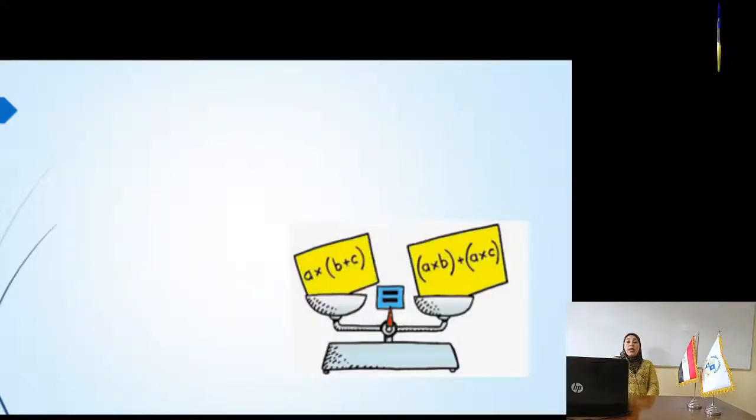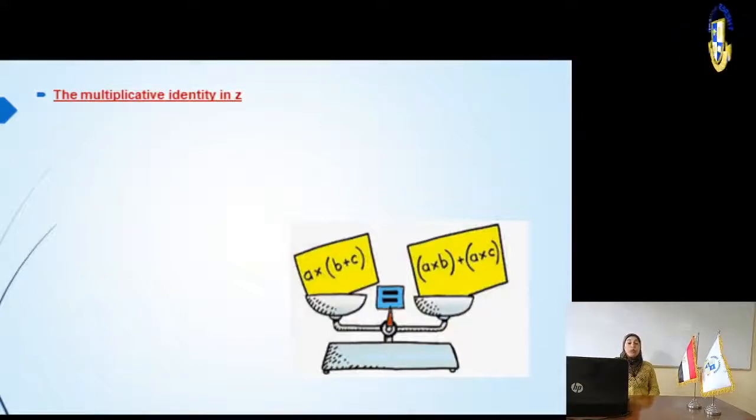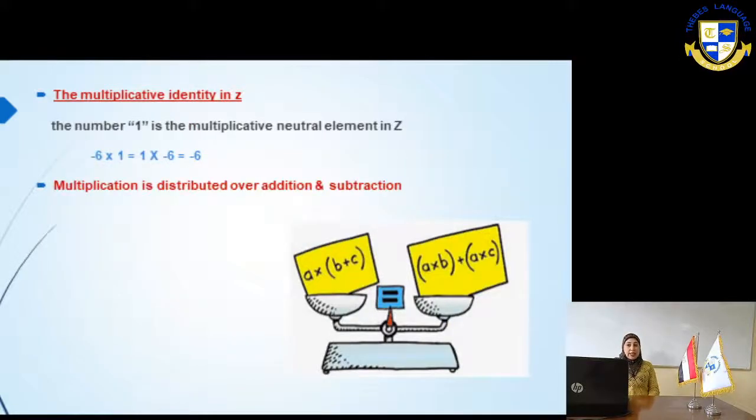Okay, let's see the multiplicative identity. What is the meaning of the multiplicative identity? Which integer, if I multiply it by any integer, the answer will stay the same? Of course, it's 1, okay? Because if I multiply 1 by any integer, the answer will stay the same integer. Negative 6 times 1 equals 1 times negative 6, which equals negative 6. So, the 1 is our multiplicative neutral element, okay?